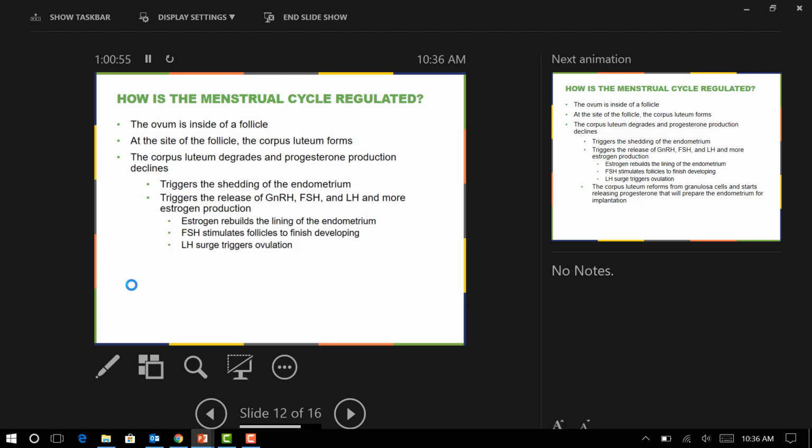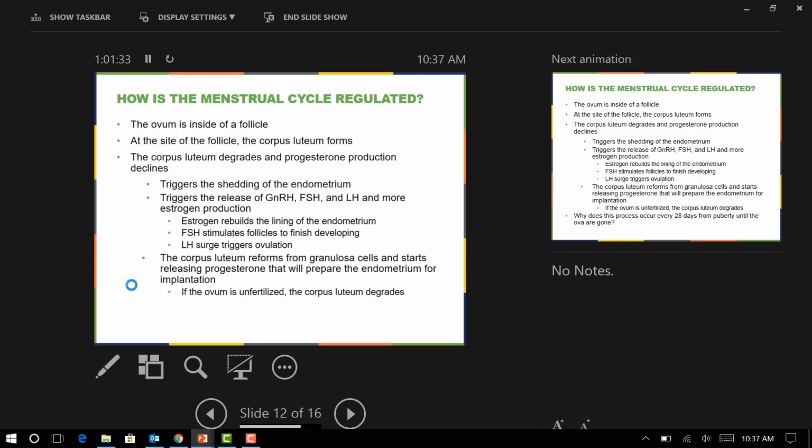Now, after ovulation, the corpus luteum, this structure that's going to be releasing progesterone, reforms from cells that are present there and starts releasing progesterone that will prepare the endometrium for implantation. This is one of those features that has to take place after the ovum is released, and it's why the ovum needs to spend some time in the uterine tube, or the fallopian tube.